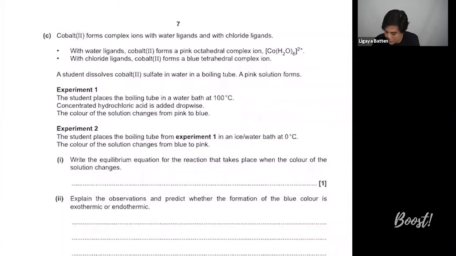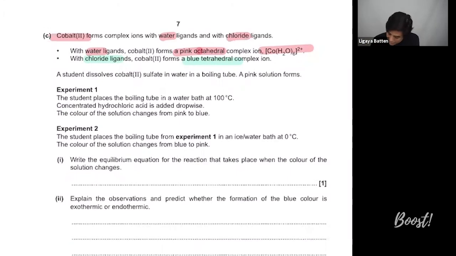Okay, so we've got cobalt 2 forming complex ions with water ligands and chloride ligands. It's telling us that with water ligands, it's a pink octahedral complex, giving us the formula there, and with chloride ligands it's a blue tetrahedral complex ion. The octahedral and tetrahedral gives us some clue about the formulae, because octahedral complexes usually have 6 ligands around the outside, whereas tetrahedral complexes have 4. So this gives us a clue about the change in coordination number when a reaction takes place.